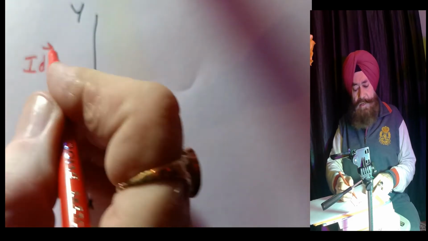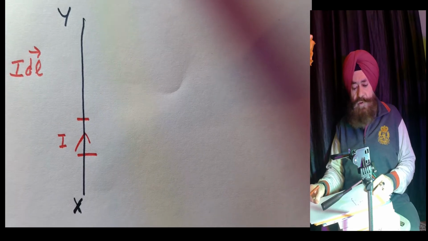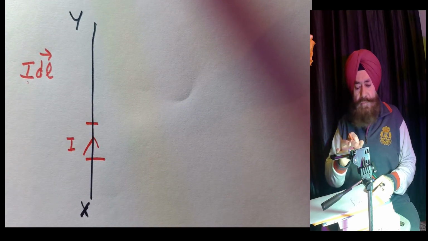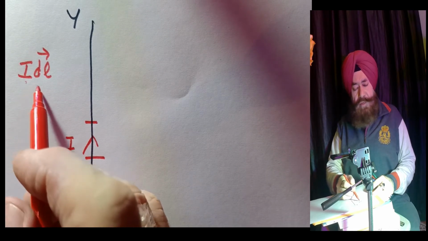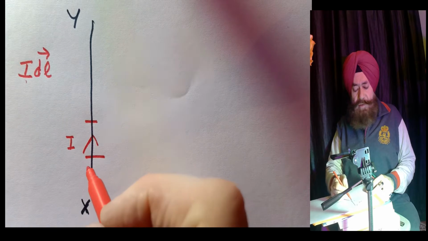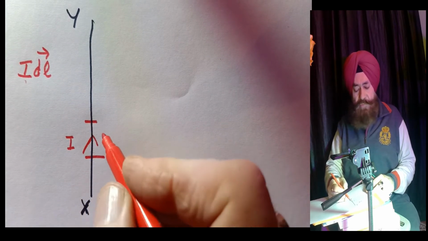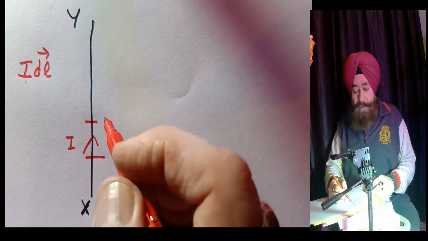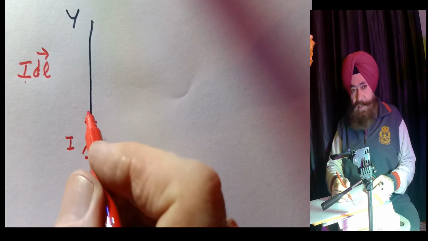I dl is the current element and it is a vector quantity. You know very well, current is scalar. Current is scalar, but current element is a vector quantity. Okay, and its direction is along which the current is flowing. Now, what's the problem? The problem is we know the current makes a magnetic field.